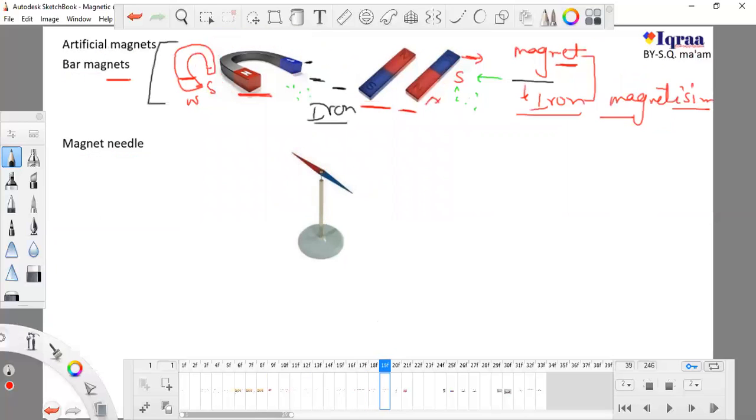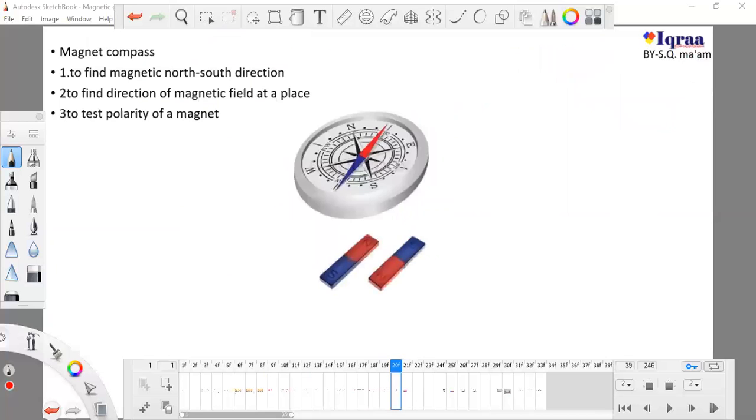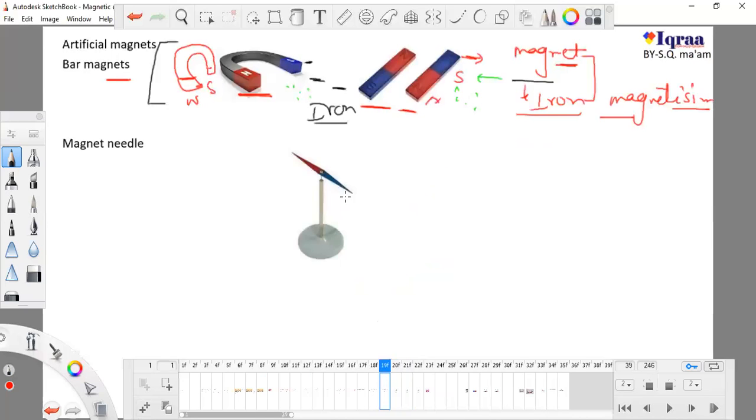Now the third type of magnet is our compass. This is our compass. So this compass is also natural, and this is a magnet compass. This magnet compass has this magnet needle in it. It is the same as this needle. It is very lightweight, and it can move on its own.